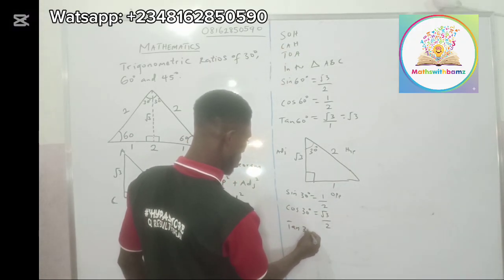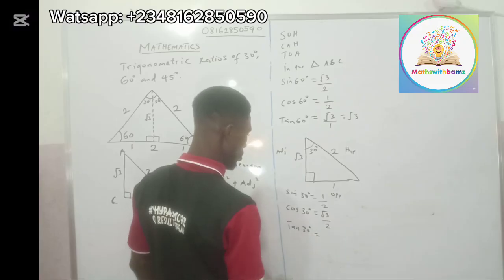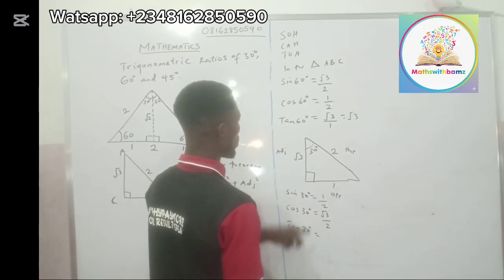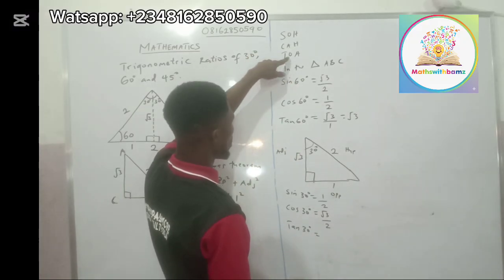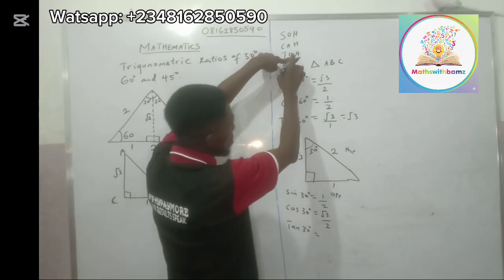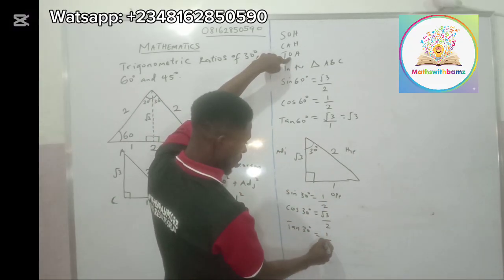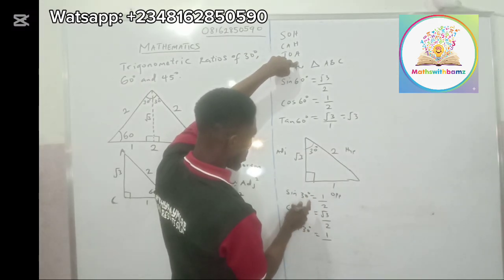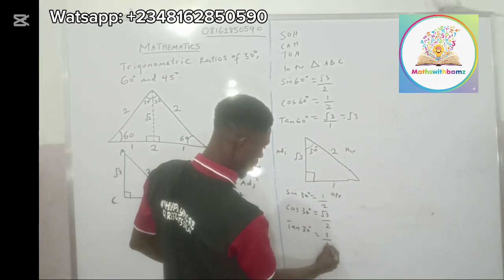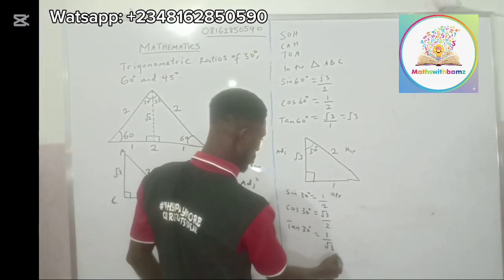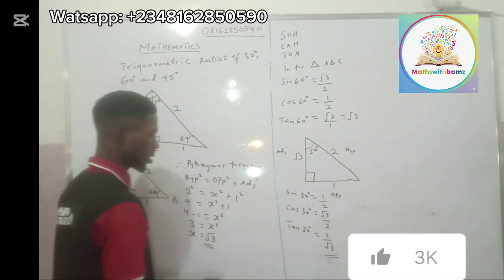Okay, so we'll go for tan. So tan 30 degrees will now be equivalent to what? Tan is opposite over adjacent. So that is what? Where is our opposite? This is our opposite, which is still 1, then over what? Adjacent is root 3. So we have 1 over root 3. Okay, so this is the equivalent of all the angles.